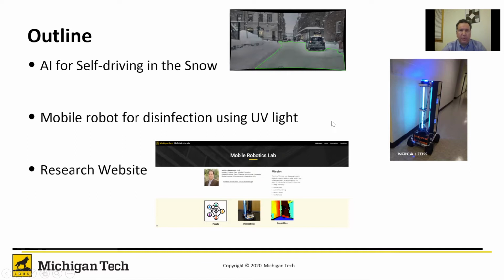I also want to show a mobile robot, this picture here, with an ultraviolet light on it. This can disinfect rooms like hospital rooms or libraries or grocery stores. Of course, the UV light is harmful to humans, not all wavelengths. So this robot has a harmful wavelength and a not so harmful one. And I'll talk about this more. And I want to show you my website and what kind of work students are doing with me and what work we have done in the past.